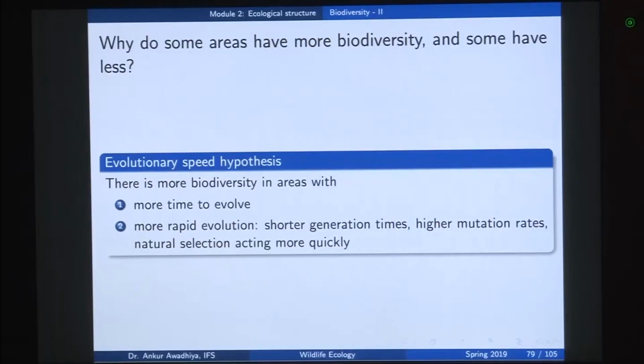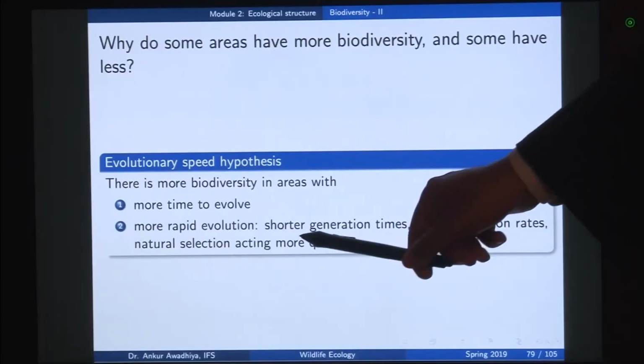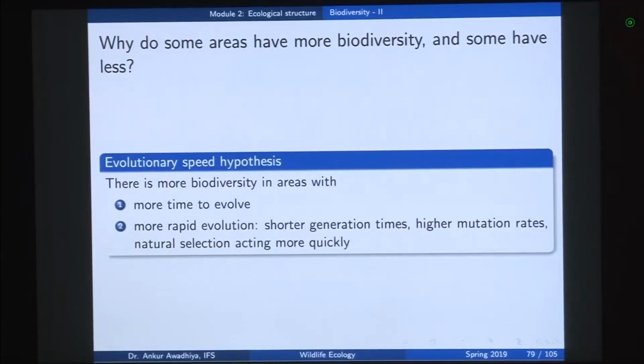So, now if you have a shorter generation time, so if you have say just 100,000 years for evolution, and if the species are such that they have shorter generation time, they will be having more number of generations, and so there would be a more rapid evolution. So, we will start observing differences in the populations with the time.